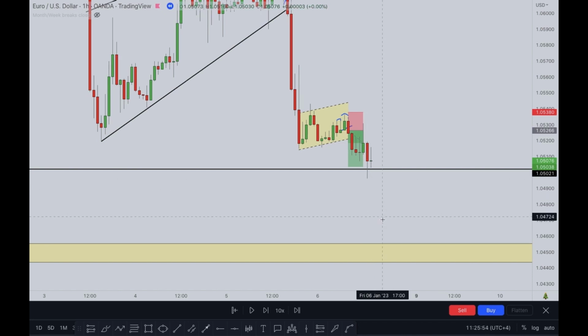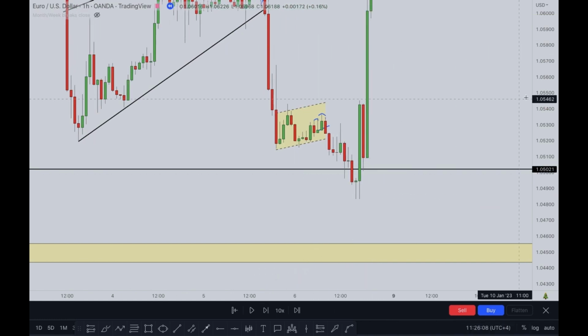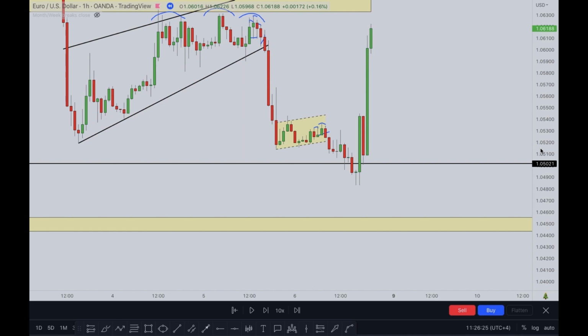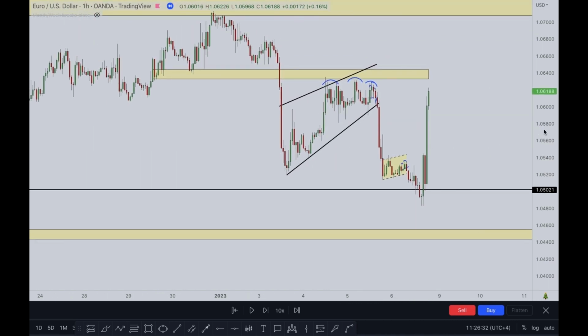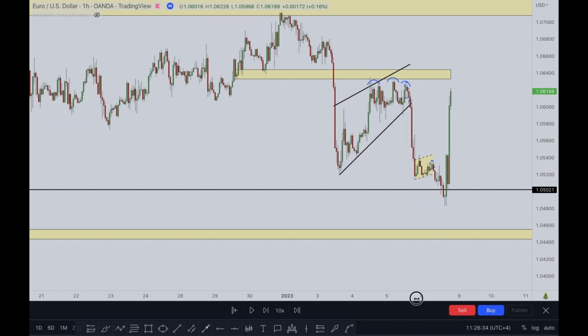So here I had price coming to hit my take profit, and then price just pushed to the upside. So this is a very nice start for the year, and these are the trades that we took. Everything was shared in the premium group. Now let's take a look at another pair.